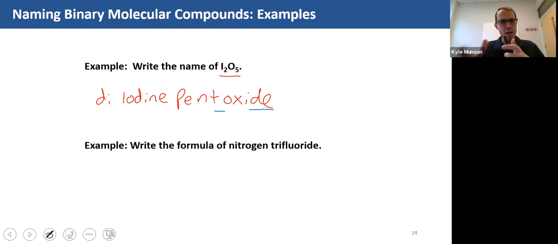Again, like I said, I'm going to try to point these things out as we do examples. All right, so it's diiodine pentoxide. Okay, what about this one? Write the formula of nitrogen trifluoride.